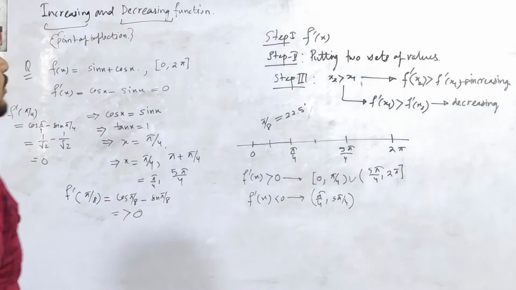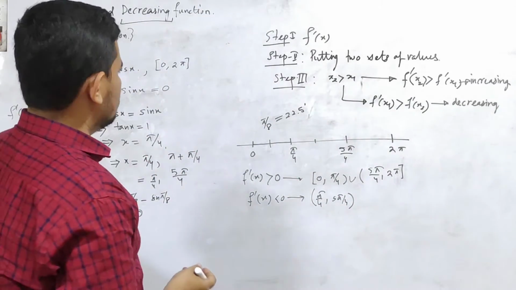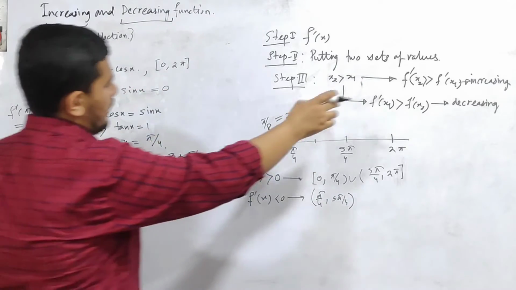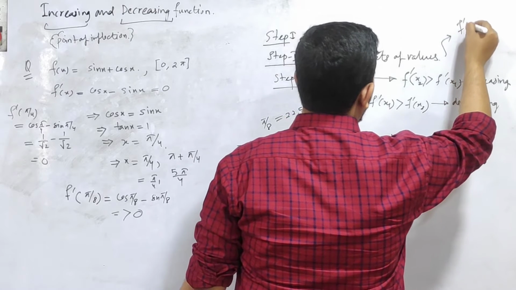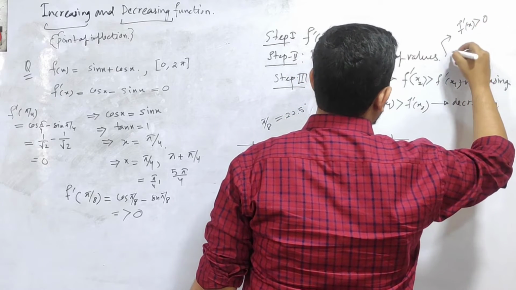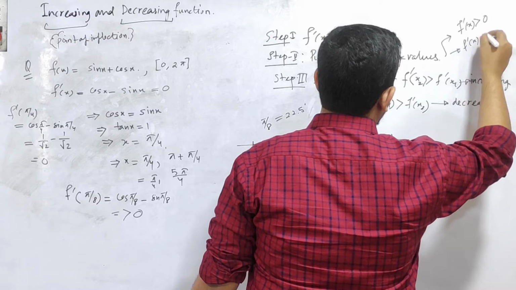So basically you can always check for basic functions and also complex functions like this only, or you can say that I can find out whether f dash of x is greater than 0 or f dash of x is less than 0.